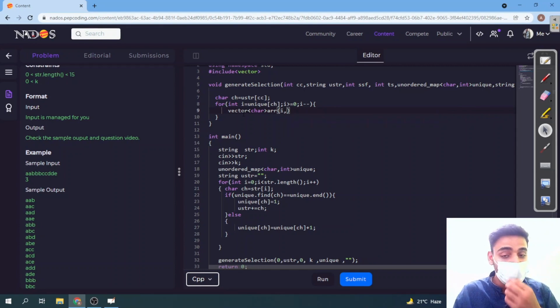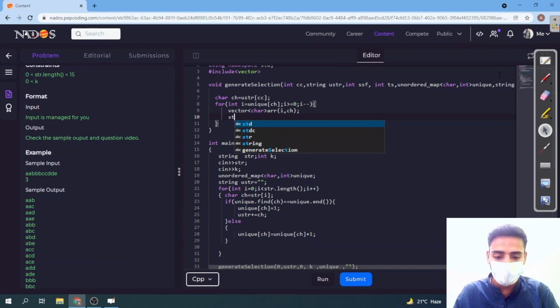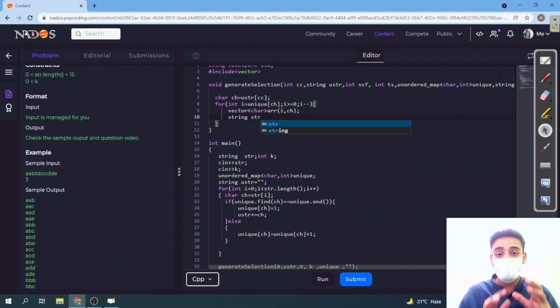The I is going to be its size, meaning how many characters are going to be in that string, and it will be filled with that ch, right? So this is done. Now what is going to be after this? After this, I'm going to define a string which we will add to our answer. Initially it will be blank.